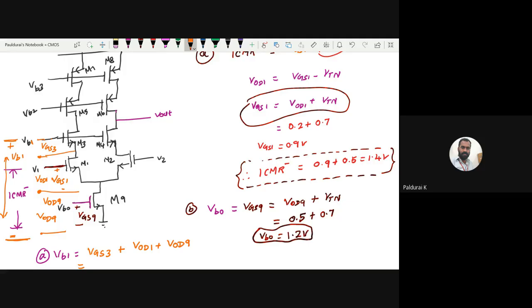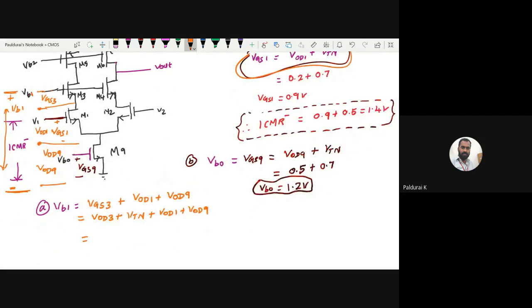Again, we can use this formula, where VGS3 is the overdrive voltage of the third transistor plus the threshold voltage, plus the overdrive voltage of the first transistor, plus the overdrive voltage of the ninth transistor. What about these values? What is the overdrive voltage of the third transistor? Again it is, I think, 0.2. This is 0.7. First transistor again 0.2. Ninth transistor again 0.5. So what about this value? 0.9, 1.6 volt. This is the way to calculate VB1.